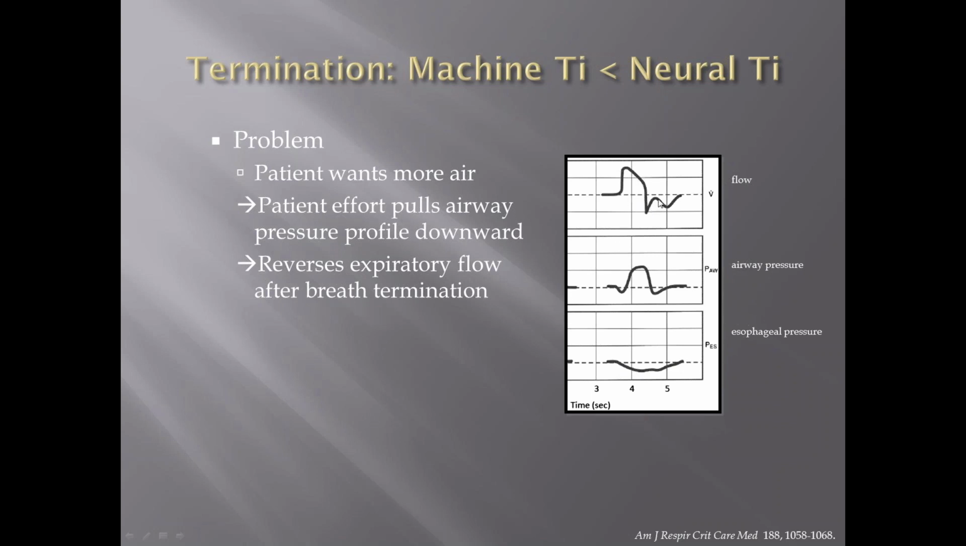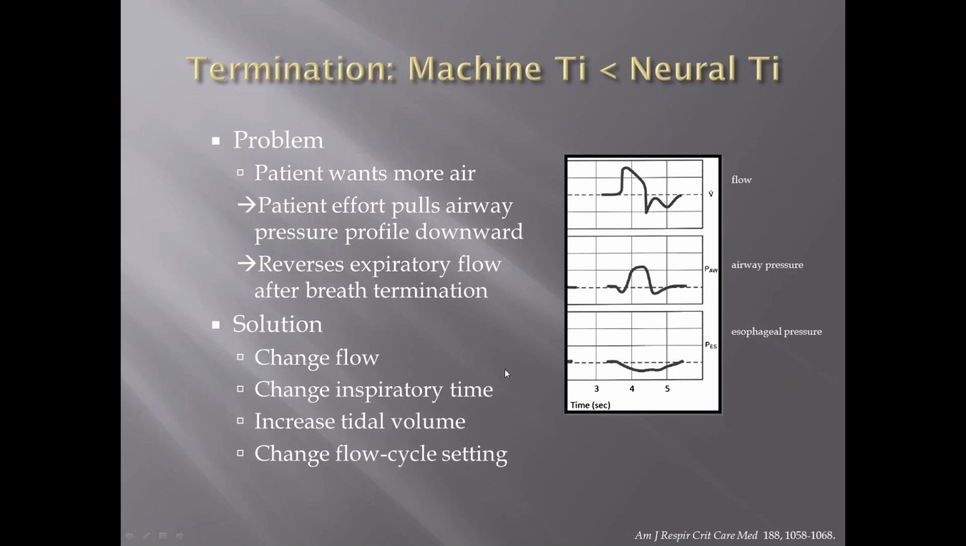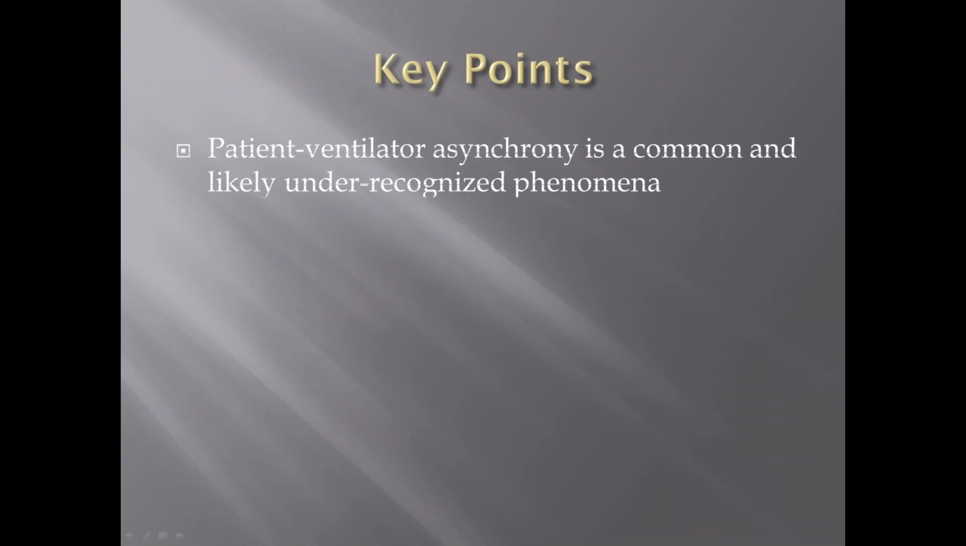And then you see in the pressure wave here, and you can see in the flow wave, that you get this kind of undulation. Okay, so you can change the flow, change the inspiratory time, increase tidal volume, which we usually don't want to do, or change the flow cycle setting. Okay, key points.